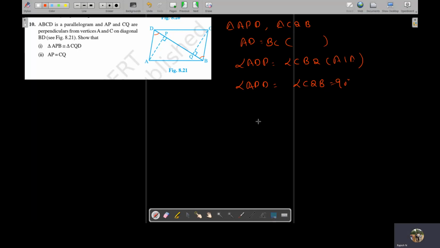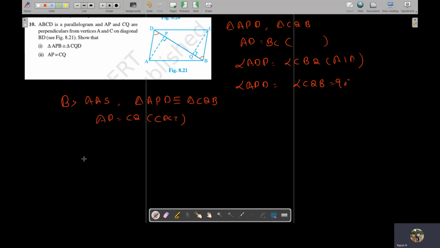Therefore, by which rule? By AAS. By AAS, what can you say? Triangle APD is congruent to triangle CQB. If APD is congruent to CQB, what can you say? AP is equal to CQ. Reason is CPCT.